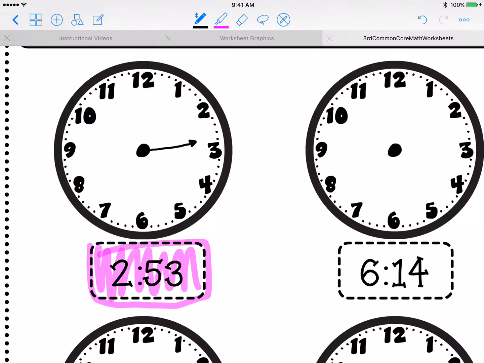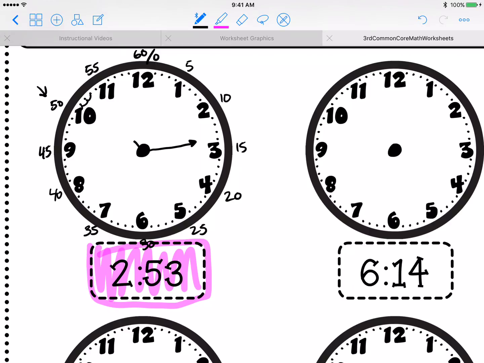And now we need to go to 53. So I know that my minute hands count by 5 starting at the 1. So I'm going to label here 5, 10, 15, 20, 25, 30, 35, 40, 45, 50, and 55, and 60, or 0, wherever the hour starts again. So if I need to go to 53, I'm going to find the 50, which is right here, and I'm going to count on 3 more. So I'm going to go 50, 51, 52, 53.